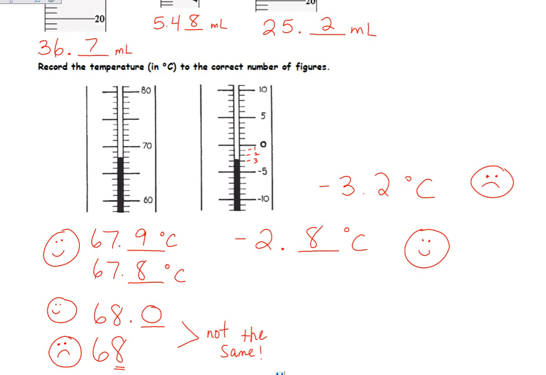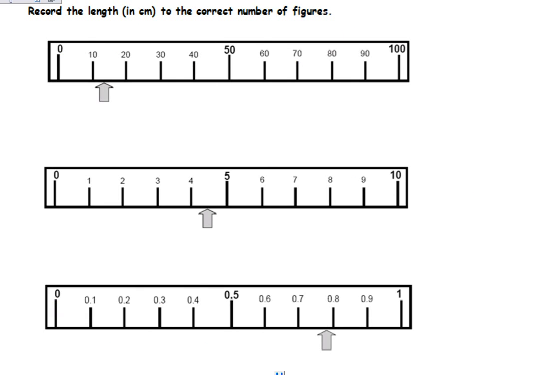And the last ones that we have, how about some rulers? I record the length in centimeters. So again, check your markings. This ruler has a marking for 0, 10, 20, 30. So the best I can do is say, well, I know it's at least 10. But after that, it's an estimate. So it's somewhere between 10 and 20. It's probably a little closer to 10. I don't know, maybe I say like 13. Somebody else said 12. That's totally fine.